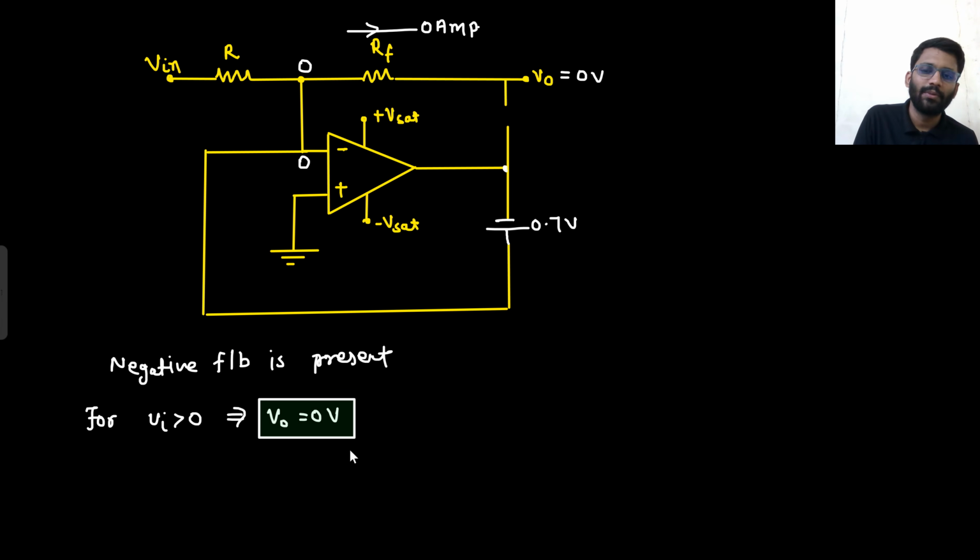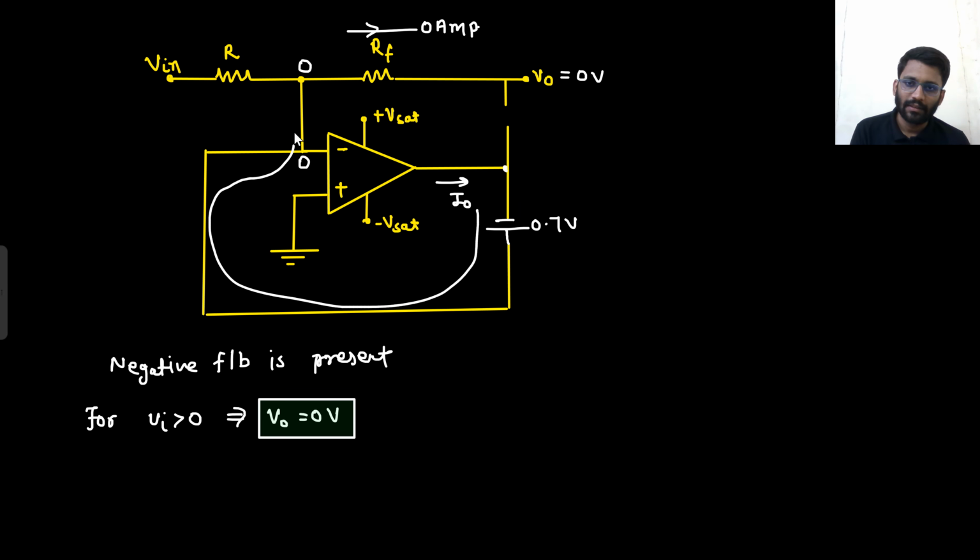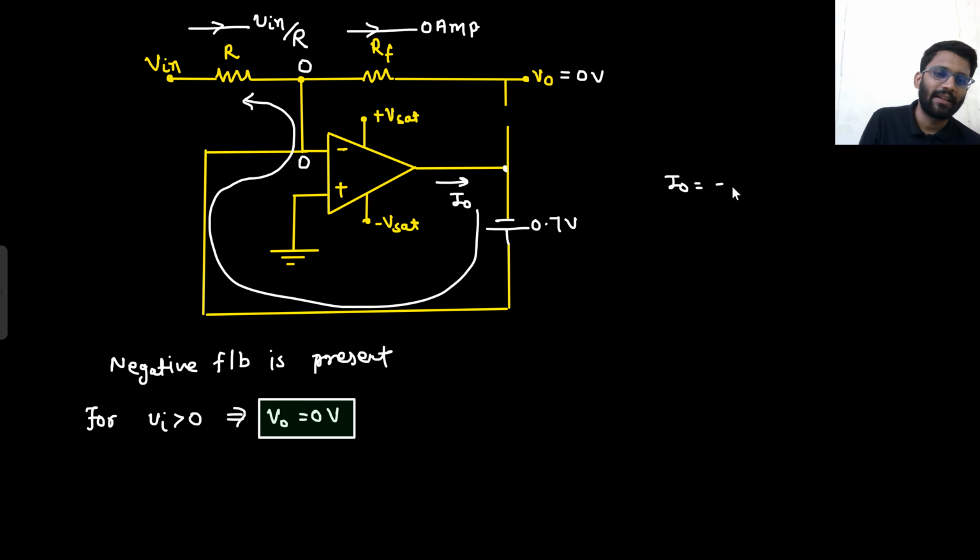And if someone had asked you, what is the value of I0? If my question was, what is the value of I0? So this complete I0 is flowing like this. Say yes or no. What is the current coming here? If this node is 0, this node is 0, so what is the current coming here? This is V in by R. So I0 is basically minus V in by R.